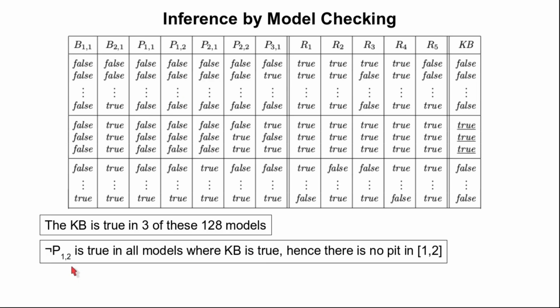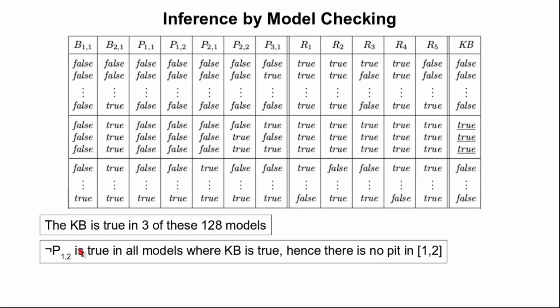So we can infer not of P12 from the knowledge base, and not of P12 means there is no pit in square 12. So given the knowledge base, we can make this inference that there is no pit in square 12. And please note that we are making this inference by using propositional logic and using model checking as the inference algorithm.